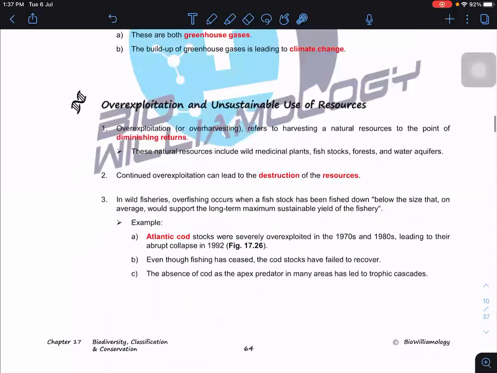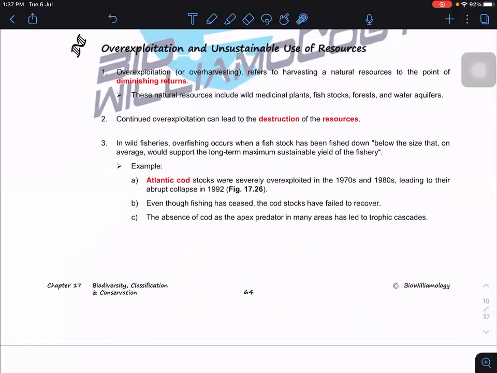So we come to the fourth one. We talk about overexploitation and unsustainable use of resources. Overexploitation basically means that we use resources at higher rates, particularly wild medicinal plants, fish stock, forests, and aquatic organisms. We use them to a point that we won't be able to gain them back. It means we harvest the natural resources to a point of diminishing returns. So continued overexploitation can lead to destruction of the resources.